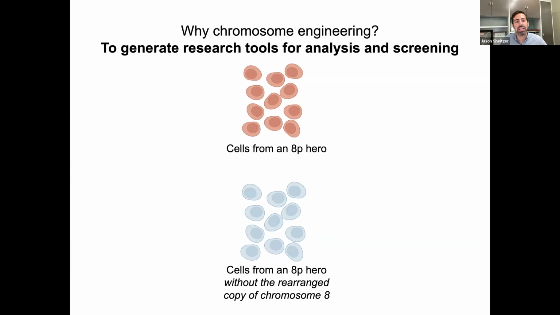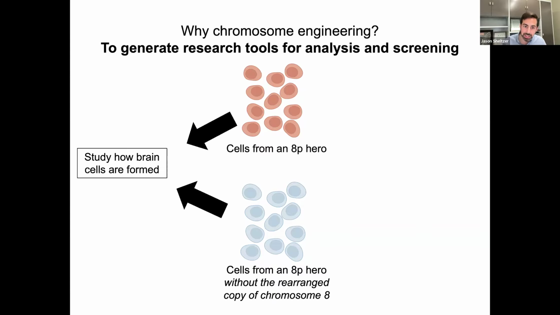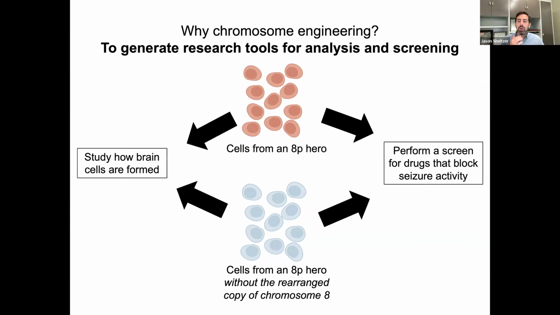So if we had a matched set of cells like this, we could then study how brain cells are formed in each cell population. And if we see a difference between these two populations, we know that the only difference between them is the altered copy of chromosome 8. And so we can say that that's actually causing this difference. Or if we did a screen for drugs that block seizure activity in these cells, again, we know that the only difference between these two hypothetical cell populations is the rearranged copy of chromosome 8. And so we can know that we are directly studying the consequences of this rearranged chromosome.